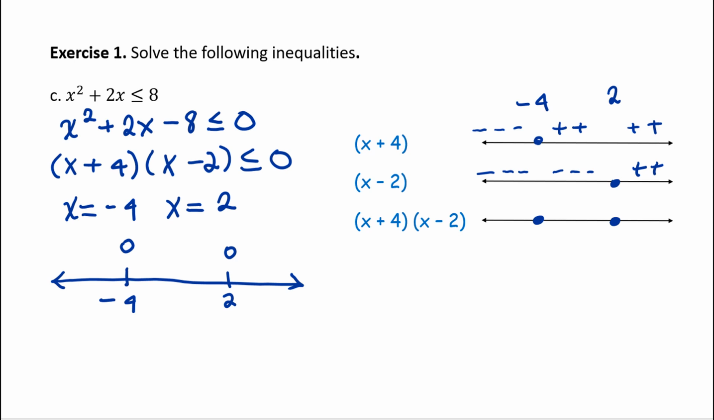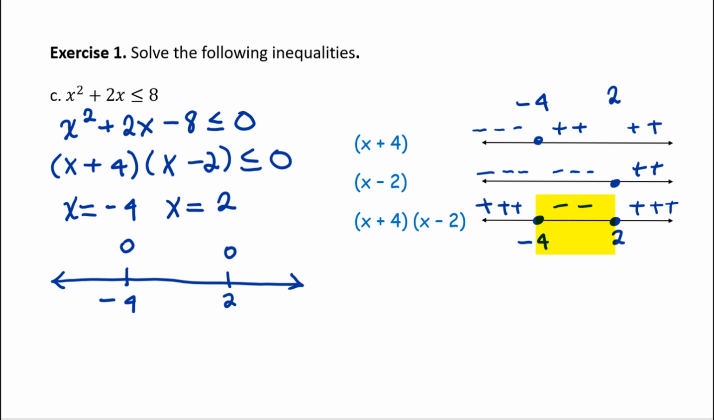Let's multiply the signs. Negative times negative, the product is positive. Positive times negative, the product is negative. And positive times positive, the product is positive. In the inequality x squared plus 2x minus 8, we want equal to or less than 0, which means negative. That's the middle interval, starting at negative 4 and ending at 2.